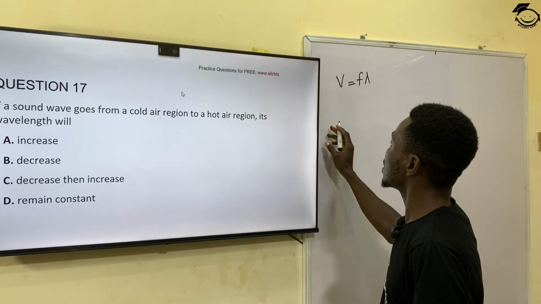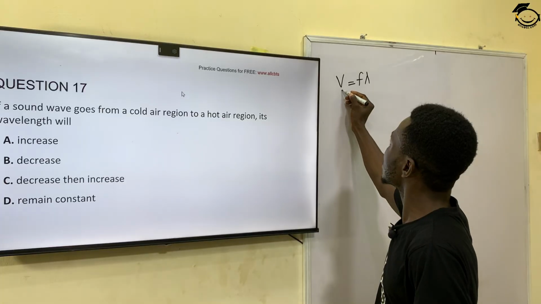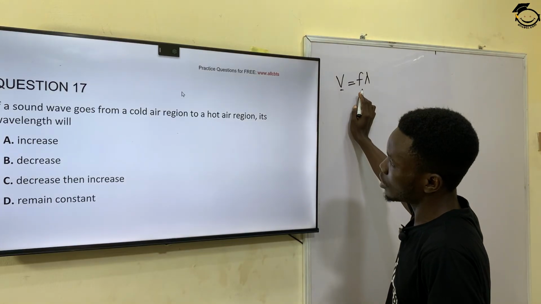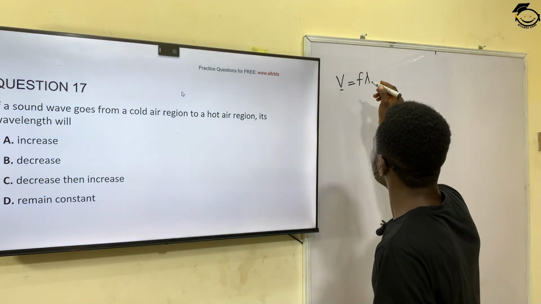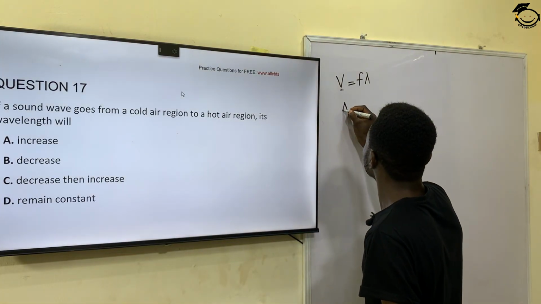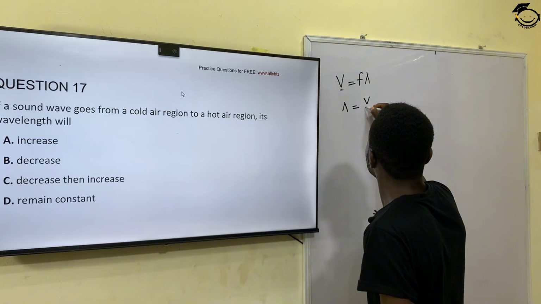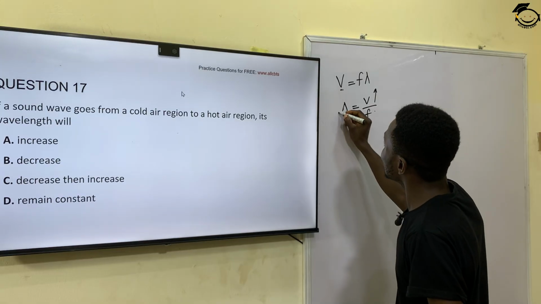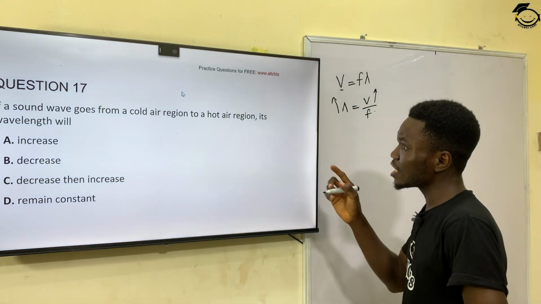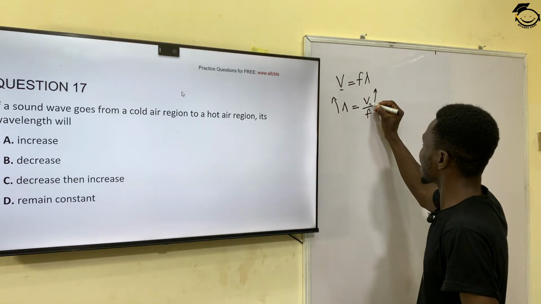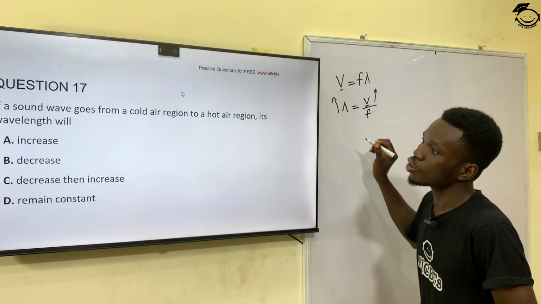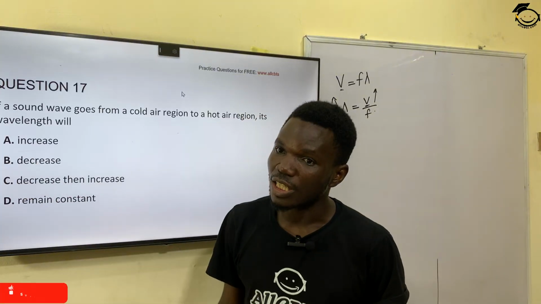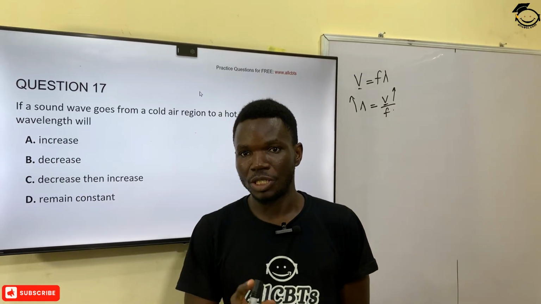So if an increase in temperature leads to an increase in the speed, and we know that the speed of a wave is directly proportional to the wavelength of a wave, and we know that frequency is constant in a wave irrespective of temperature, this means that the wavelength is equal to V over F, which means that an increase in the velocity of the wave must also lead to an increase in the wavelength of the wave. Since this wave is moving from a cold region to a hot region, it means that there has been an increase in the velocity of the wave. So automatically there will also be an increase in the wavelength of the wave. So the correct answer to this question is A, which says the wavelength will increase. That is option A.